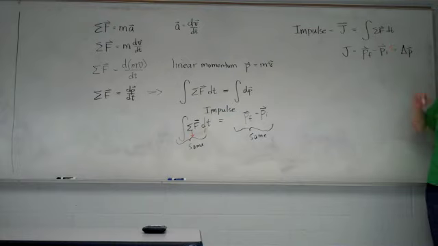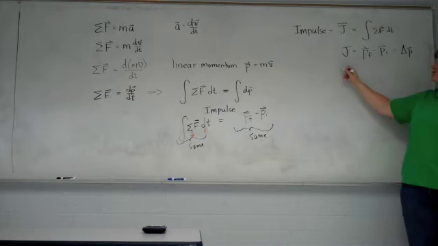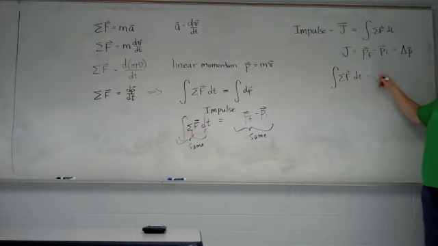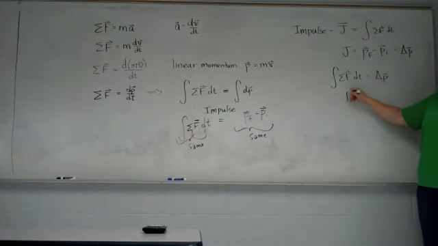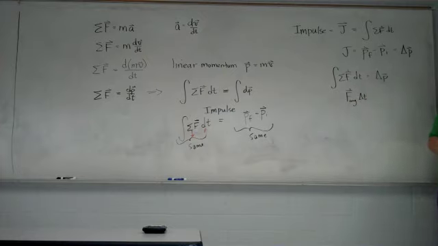So two equations. These two are equal to each other. Since they both relate to impulse, they have to be equal. The integral of the net force with respect to time is equal to the change in momentum. If you want to talk just about average forces, you can write this as the average force times however long it took for that impact to take place. And that will equal the change in momentum.